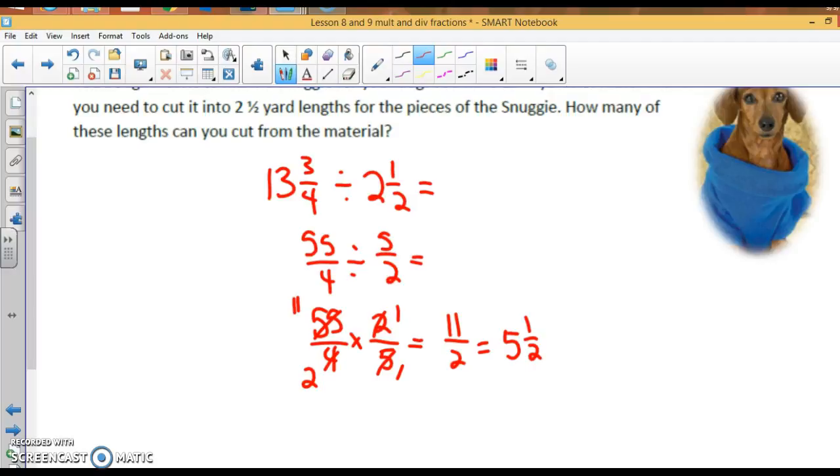But we got to answer our question. How many Snuggies can we make? How many lengths? We can make 5 Snuggies, because that half is going to do nothing for us.